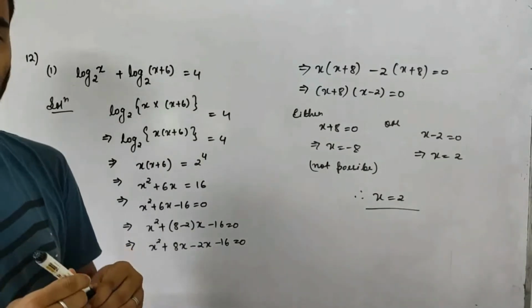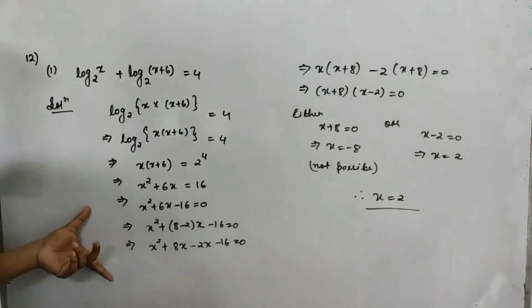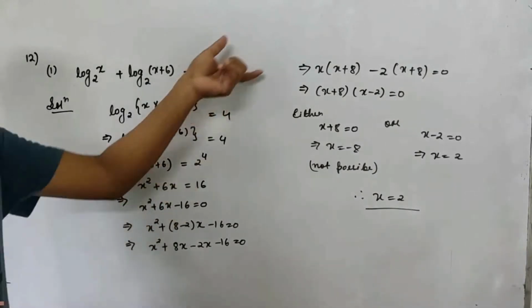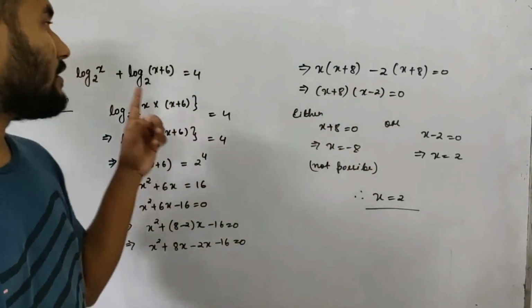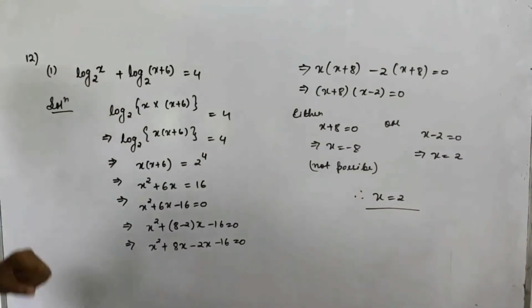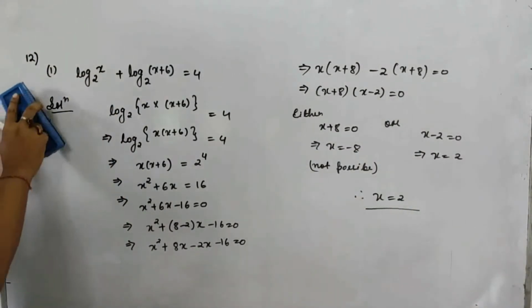Understood? Simple question. Combine, then already done in polynomials. This part already done. Only this ending part: either this is 0 or that is 0. Negative number will not come over here. Okay, done. Let us see number 2 then.